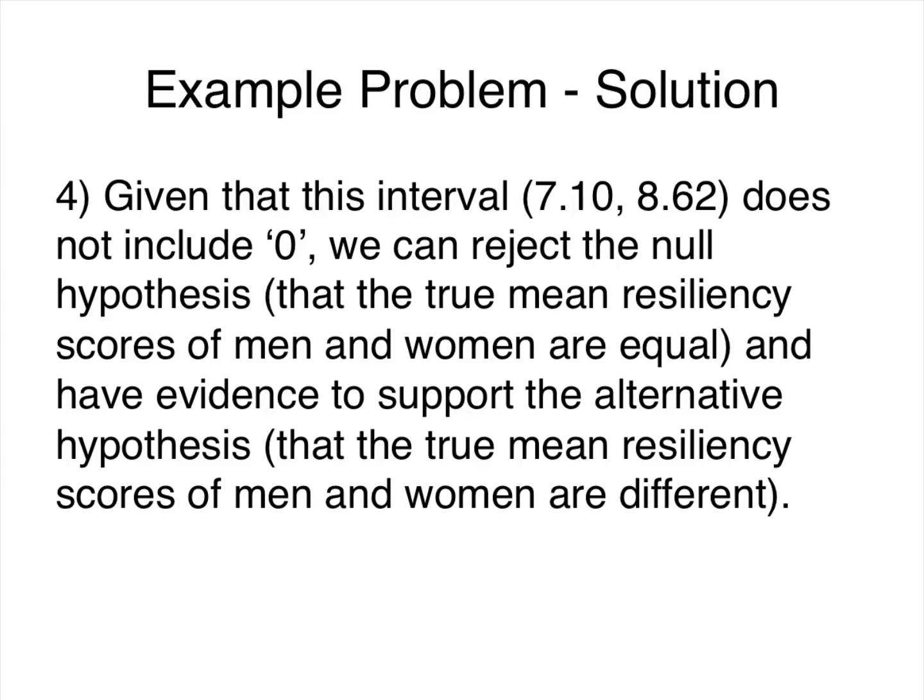Given that this interval does not include 0, we can reject the null hypothesis that the mean resiliency scores of men and women are equal and have evidence to support the alternative hypothesis that the mean resiliency scores of men and women are different. Note that by using confidence intervals here, we are not only able to conclude that there is a significant difference in resiliency scores, we are also able to quantify how large that difference might be. This is why confidence intervals are more informative than hypothesis tests.